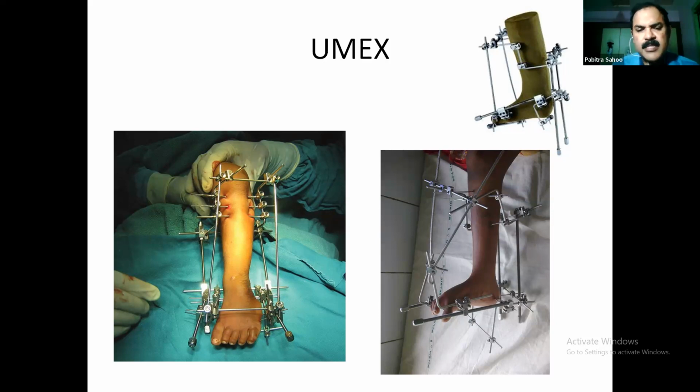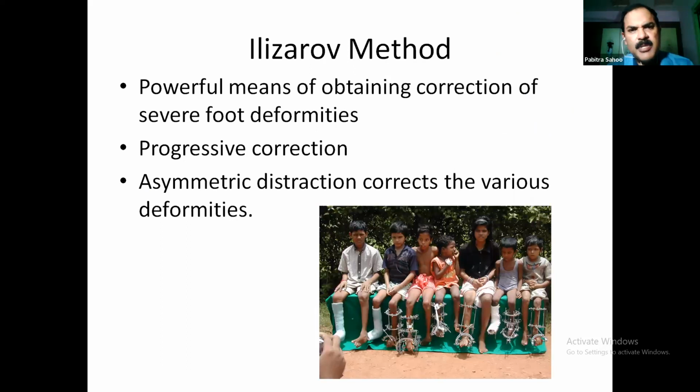This is just for your knowledge. This is a method for correction of deformity. Another method is the Ilizarov method of deformity correction. This is a powerful method of obtaining correction of a severely deformed foot. The beauty of this method is that you can correct the deformity progressively. The deformity will correct in front of you. The way you turn the screws, you can go on gradually correcting it. You can have the joystick with you by playing with the distraction rods. This is also a simple method.